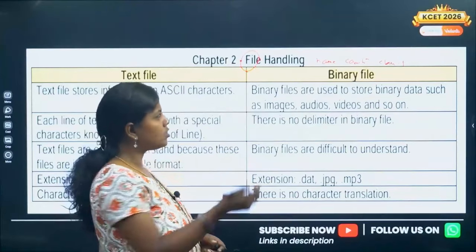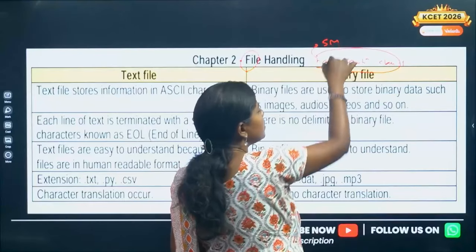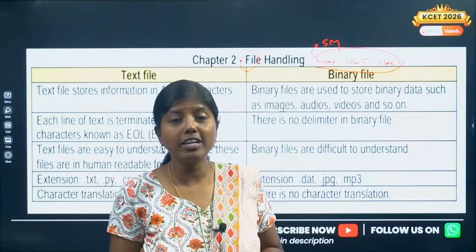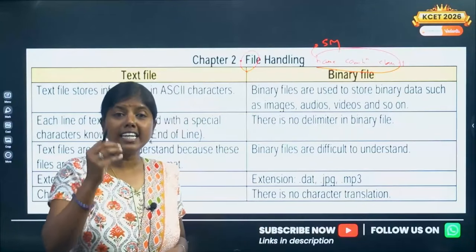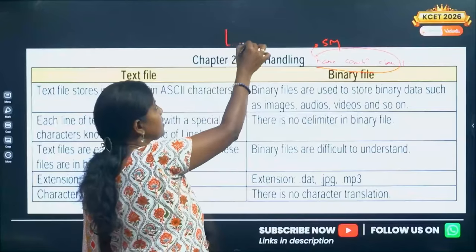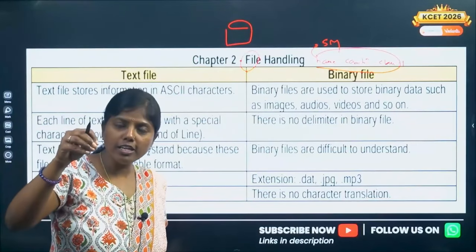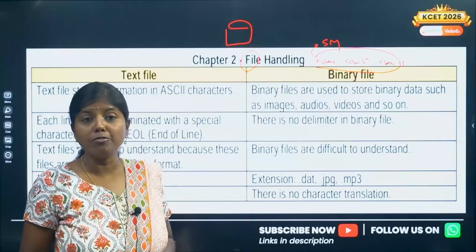Permanently means what, students? That means whatever the details, they have to be stored in the secondary memory. So how to do it? Very simple, make use of the file concept. So what is a file? A file is basically a named area in the secondary memory where we can store the data and retrieve it for future purposes. That's what you mean by file.